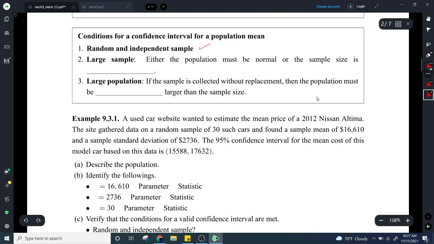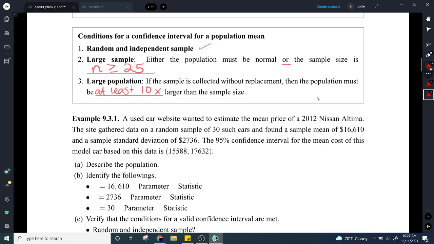It's got to be a random and independent sample. The sample has to be large enough so that either the population is normal. So if you have a small sample and they tell you the population is normal, you're good to go. It doesn't matter what the sample size is. Or if we don't know anything about the population, or maybe the population is not normal, the sample size has to be at least 25. So n has to be greater than or equal to 25. And then the population has to be large, just like it was in the previous section. How large does the population need to be? At least 10 times the sample. So at least 10 times larger than whatever the sample size is.